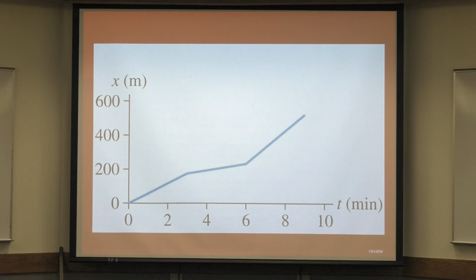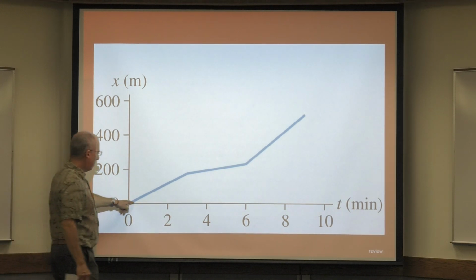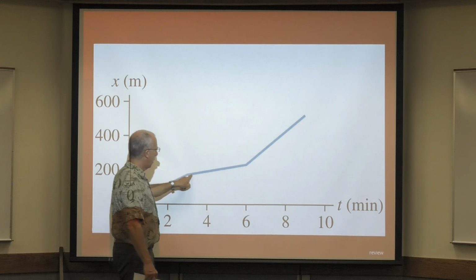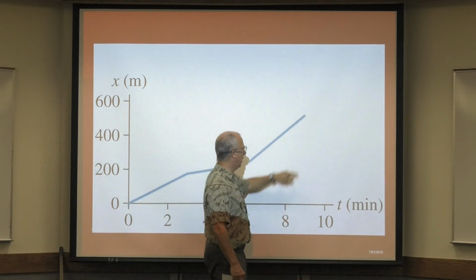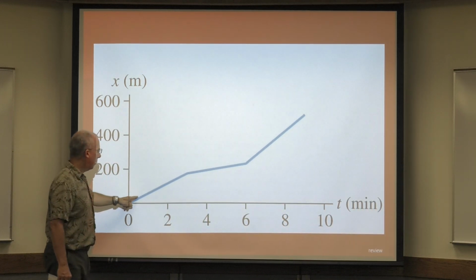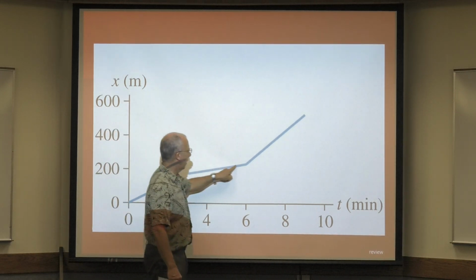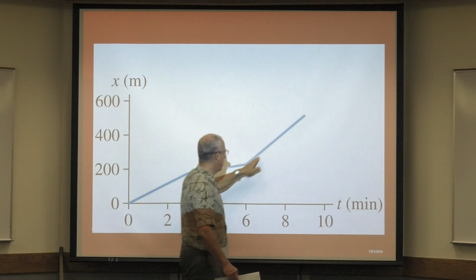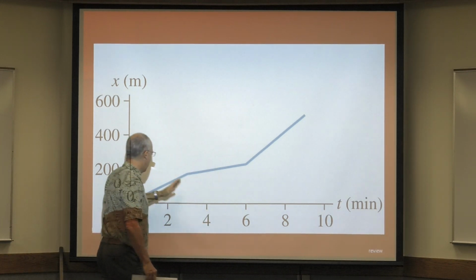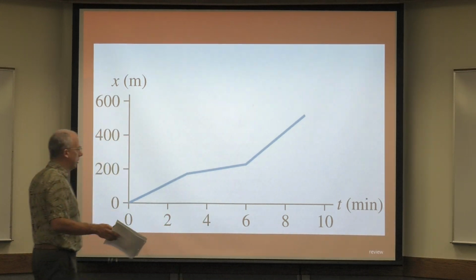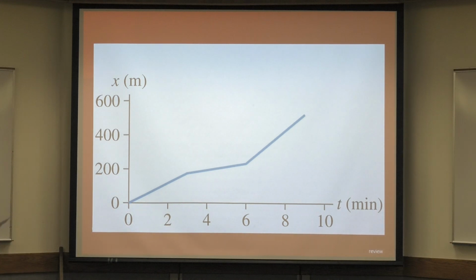And position versus time: the slope of this is the velocity. The slope of that is velocity, the slope of that is velocity. So this is constant motion, the velocity is constant. Then that's constant, but this is larger than that, and that is larger than that. It's a slope, and slope is delta x over delta t. And that's it. Thank you very much.